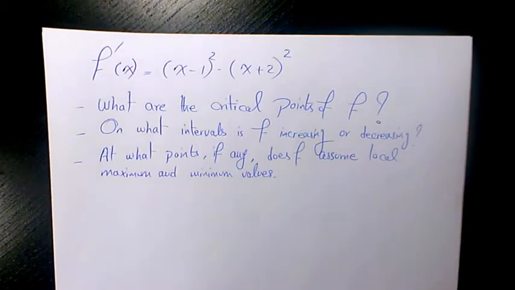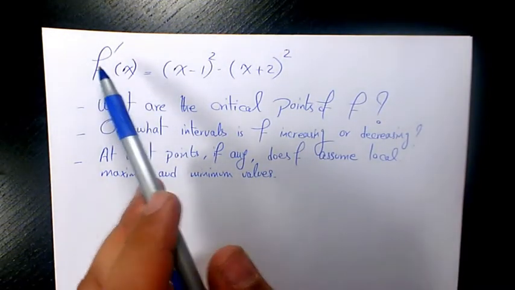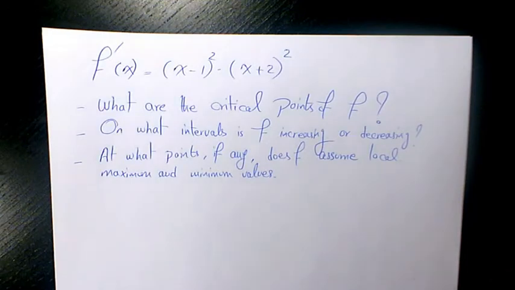Welcome to another video. In this video I want to talk about critical points, interval of increase or decrease, and also I'm going to talk about local minimum and maximum. Here we have f prime x, which means the first derivative of f of x, which is equal to x minus 1 squared times x plus 2 squared. We need to find out the critical points of f.